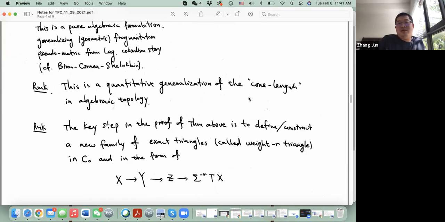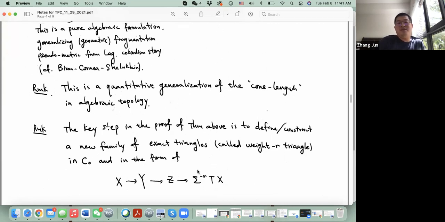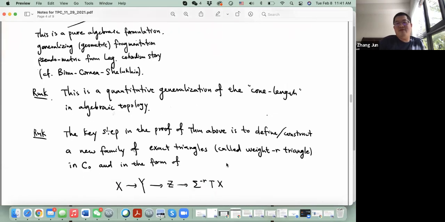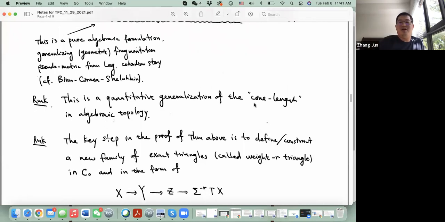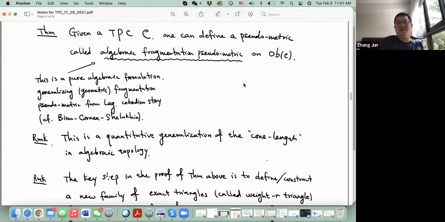And as I mentioned here, what's a cone length? You're going to have a lot of triangles assembled together to move from one object to the other object. But if we use the weight r triangle, you're going to have a lot of weighted triangles as you go from one object to the other. Then the distance between these two things will be the smallest total weight, summing them up, with which you can reach from one to the other. This is basically how you define the distance. You first define a family of weighted triangles. Use these weighted triangles to formulate a lot of cones. For each of these you have some weight, you sum up all the weights together, and you minimize over all the possible weights. You will have the distance from one object to the other one.